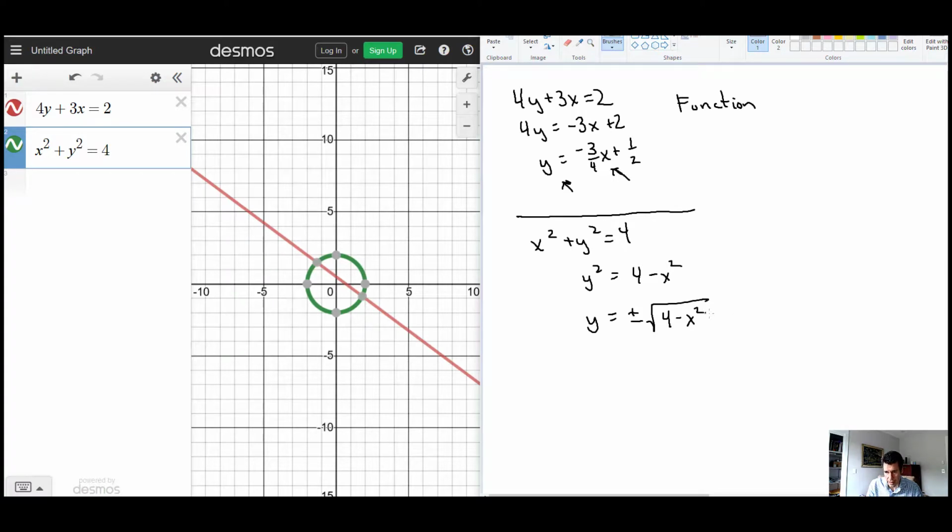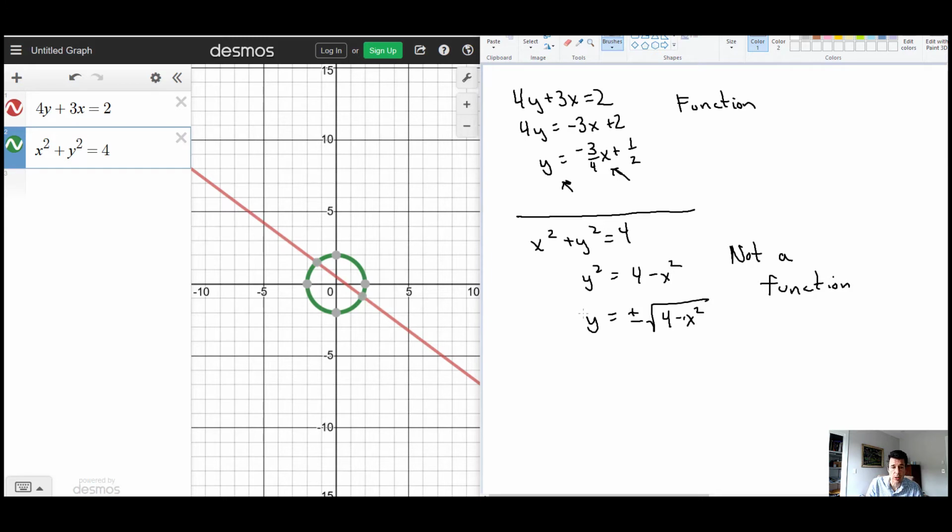And we can see here, if we plug in almost any number for x, we get two values for y. So for example, if we plug in x equals 0, we get plus or minus 2. Now there are a couple of places. If we plug x equals 2 in here, we get y equals 0 always, or x equals negative 2, y equals 0 always. So this is not a function, because there are many places where a single x value gives rise to two y values.